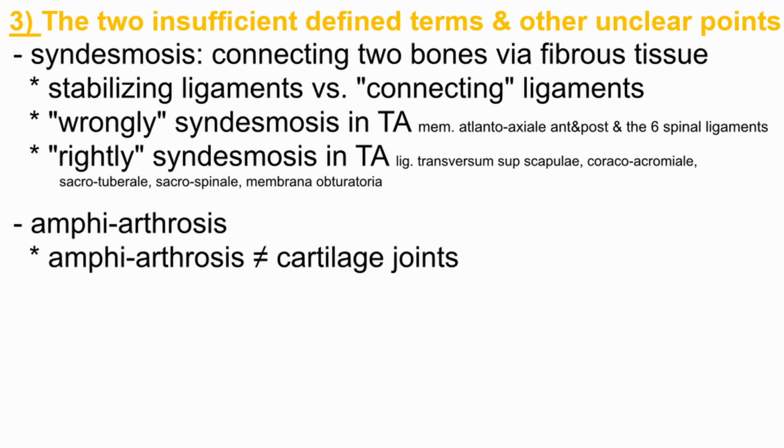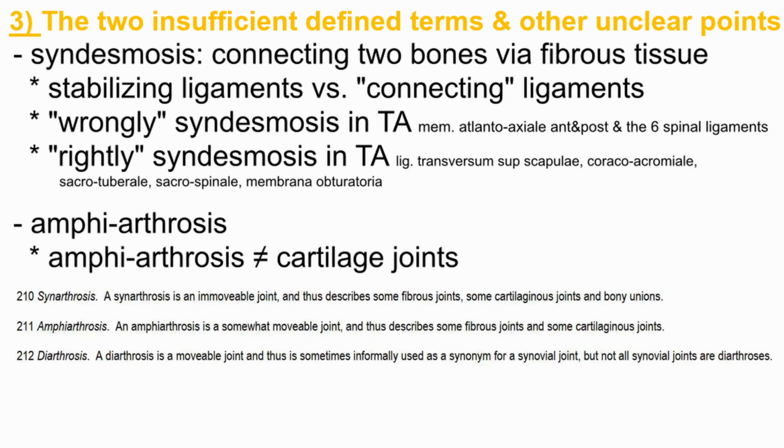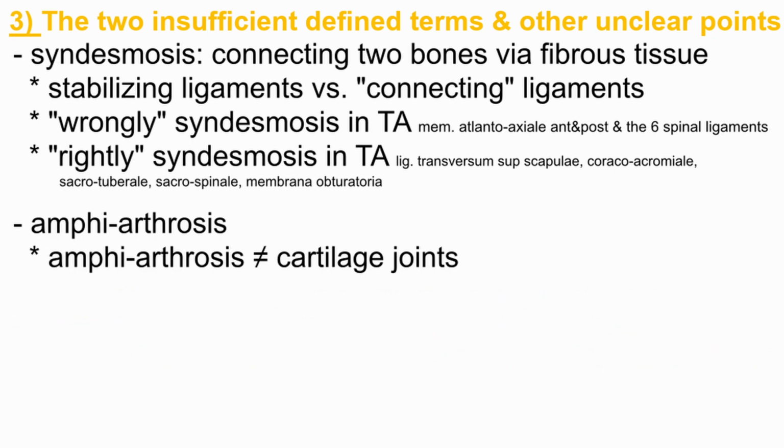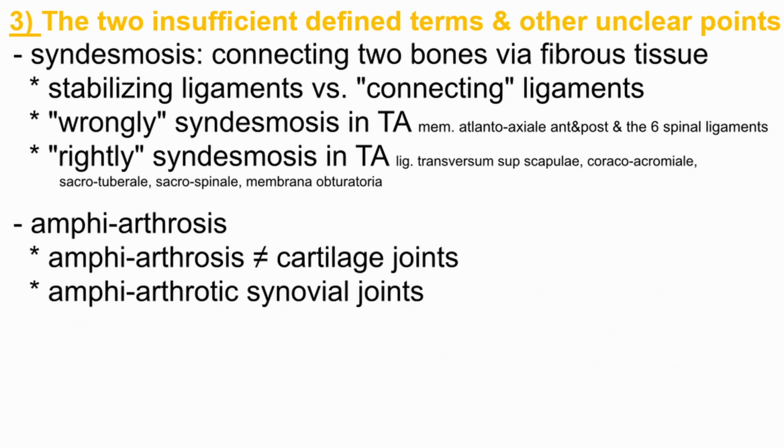The second insufficiently defined term is amphiarthrosis. Some sources say that all fibrous joints are synarthrotic, all cartilage joints are amphiarthrotic, and all synovial joints are diarthrotic. However, more detailed sources like Terminologia Anatomica say otherwise. The biggest problem though are amphiarthrotic synovial joints.